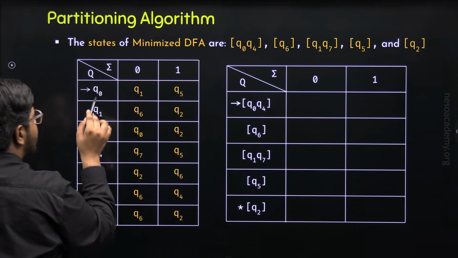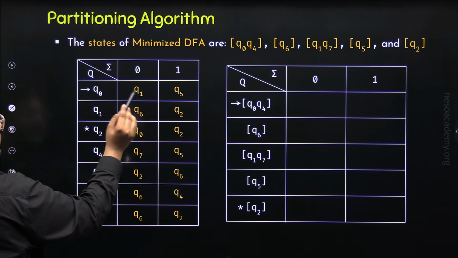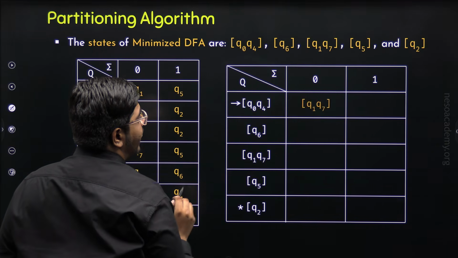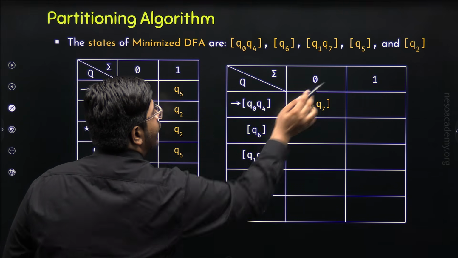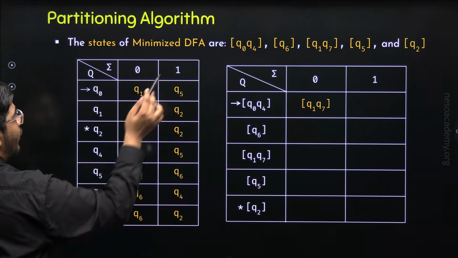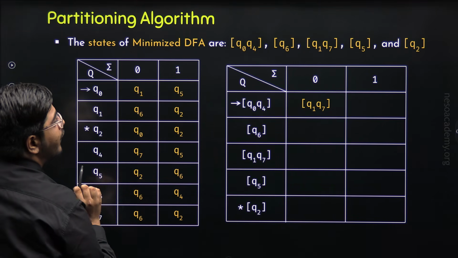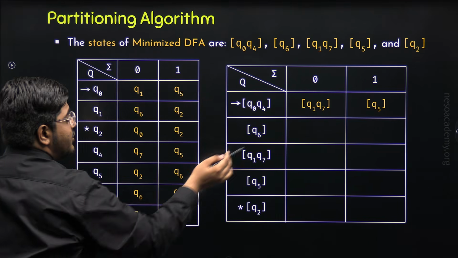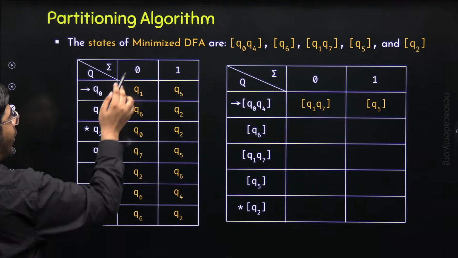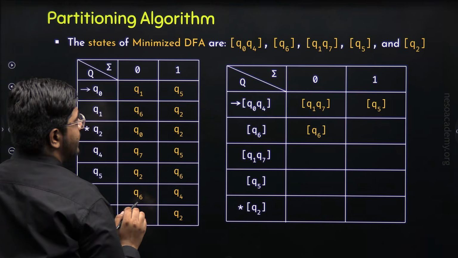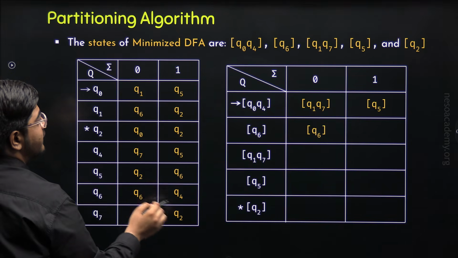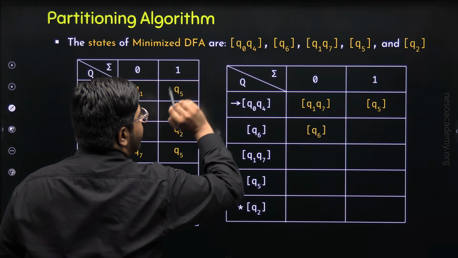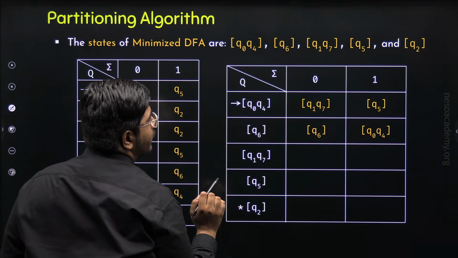Q0, Q4 on 0 gives Q1, Q7. Q1, Q7 is already a state, so here we can write Q1, Q7. Now Q0, Q4 on 1 gives Q5, Q5. Now Q5 is already a state, so we can write Q5. Let's check Q6. Q6 on 0 gives Q6, so we can write Q6. And Q6 on 1 gives Q4. But Q4 is not a single state, so we have to write the state containing Q4. So we can write Q0, Q4.